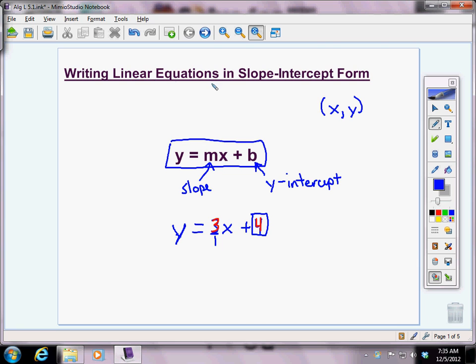So if you want to write a linear equation using slope-intercept form, you need two things. You need to find your slope, and you need to find your y-intercept. If you find those two things, then you can write an equation. Let's look at an example.